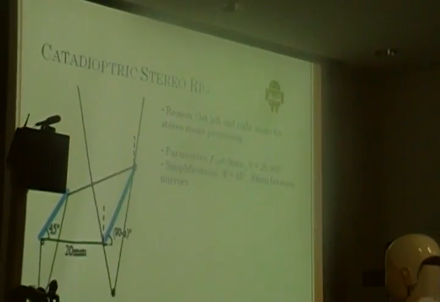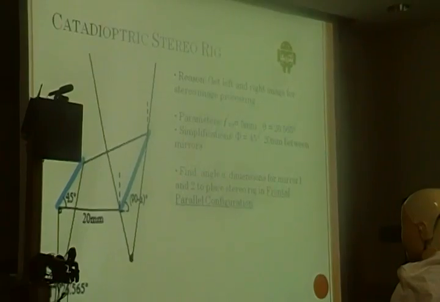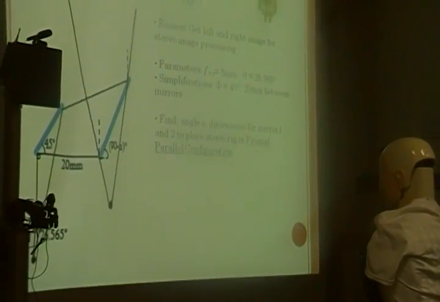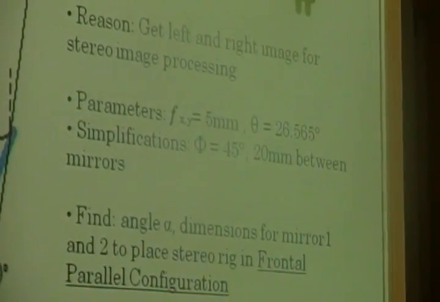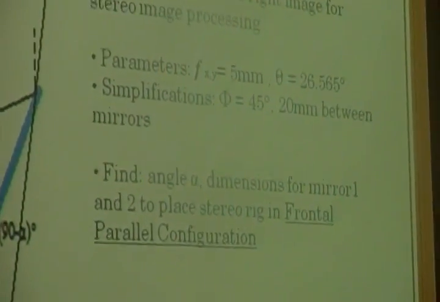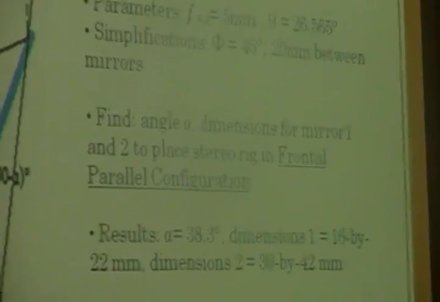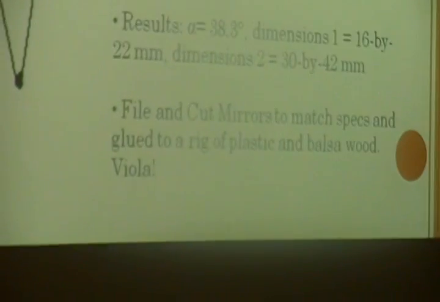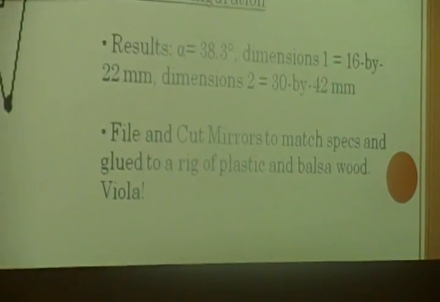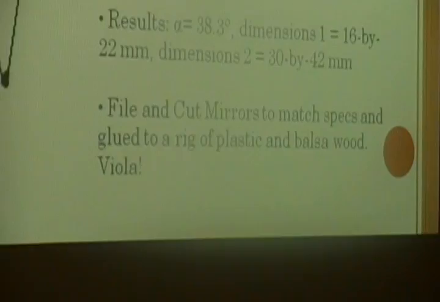Okay, then we have to do more calculations. Once we got an angle for the internal mirror, then we calculated the angle for the external mirror in order to get the frontal parallel computation. Using basic trigonometric equations, we got these results. Once we got all our specifications, the next thing was to implement the stereo rig. We had to cut and file the mirrors in order to match the specifications, and then we glued those things on the plastic and the balance of wood. And this was our final result as a catadioptric stereo rig.